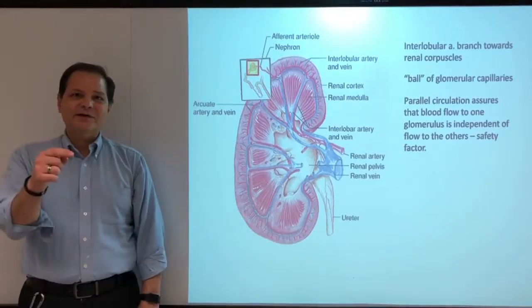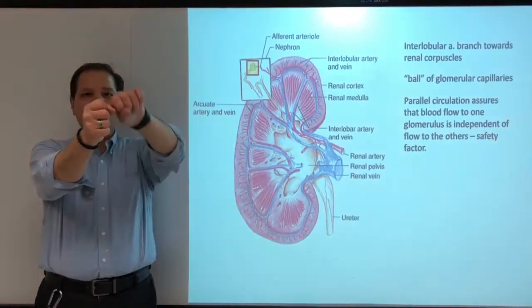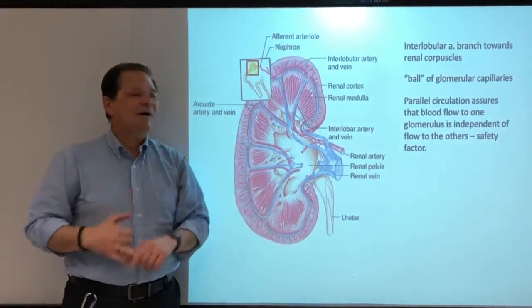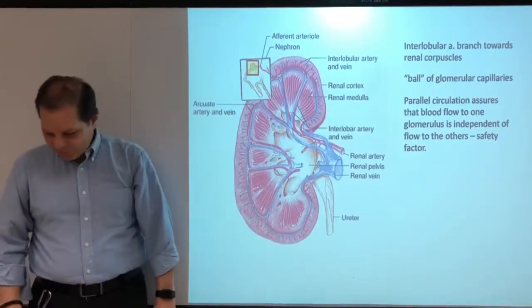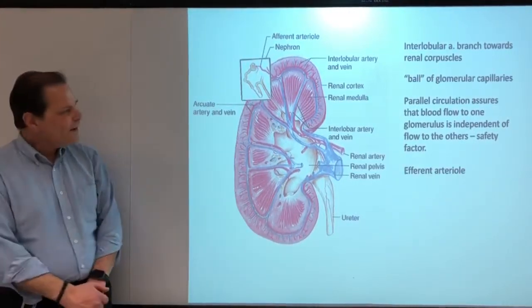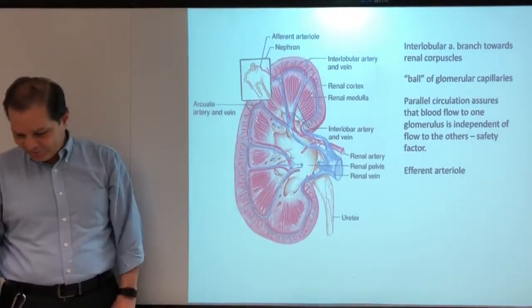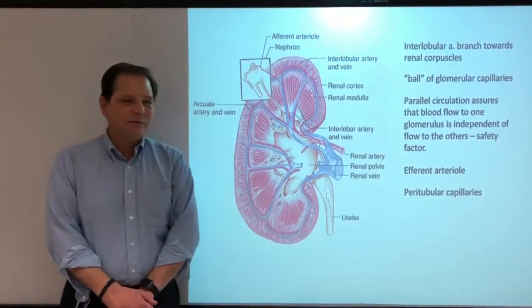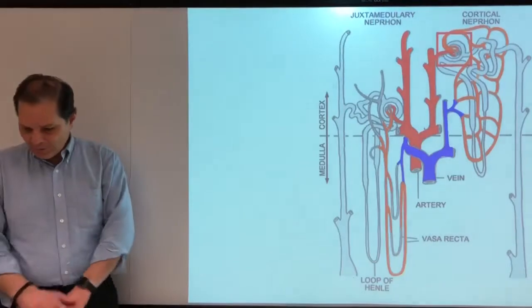If they were in series, then if you had one nephron that was blocked or had a problem, it would cause a problem with all the nephrons downstream. With each one having its own little artery and individual supply, that doesn't happen. So it's kind of a safety factor. Now, and then you have your efferent arteriole. That's where your blood exits that glomerular tuft, and you enter peritubular capillaries, which wrap around the renal tubules, okay?